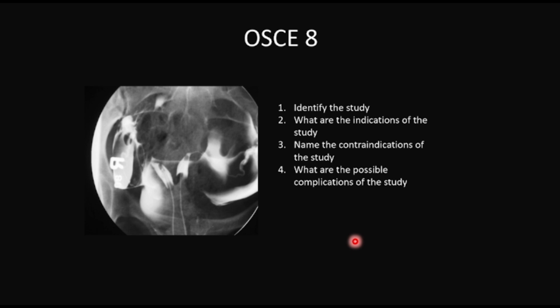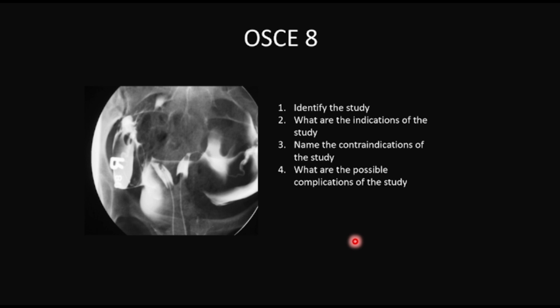Most of you would have identified it's a hysterosalpingography, or HSG as we call it. What are the indications of HSG? One is infertility. Second is recurrent miscarriages and suspected tubal block. What are the contraindications of the study? Current active infection or discharge per vagina is a contraindication. Bleeding per vagina is a contraindication, and pregnancy is a contraindication for performing HSG.